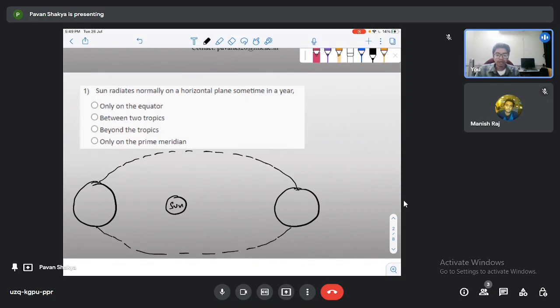So these are two extreme positions. The rightmost position is called summer solstice, which occurs on 21st June, whereas the leftmost position is called winter solstice. It occurs on 21st December. Also, we know that our earth is tilted towards the sun at an angle.